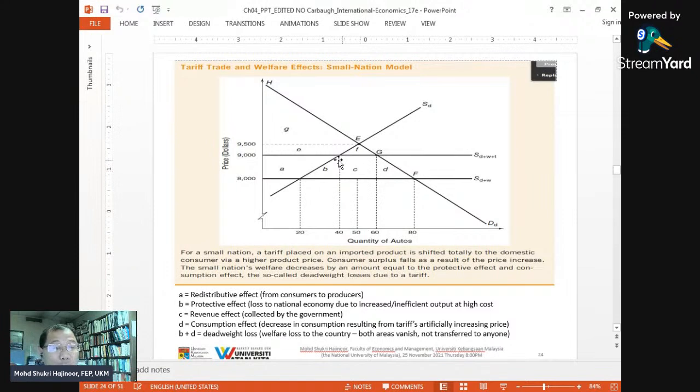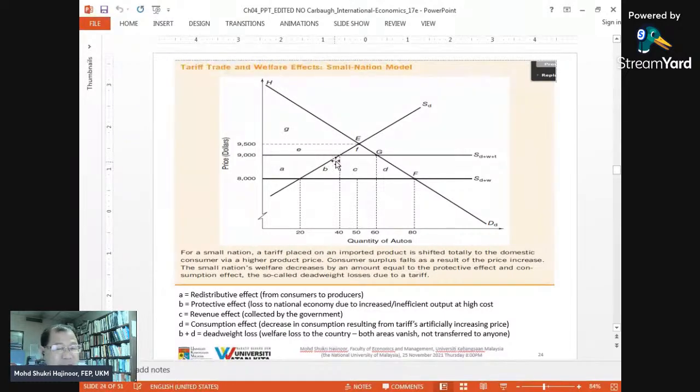So now, the welfare effect: there's a loss of consumer surplus, the loss of A, B, C, D. A is gone, B, C, D. But A now becomes part of the producer surplus. So A actually is a redistributive effect from consumers to producers, still going within the country. Now producer surplus becomes bigger.